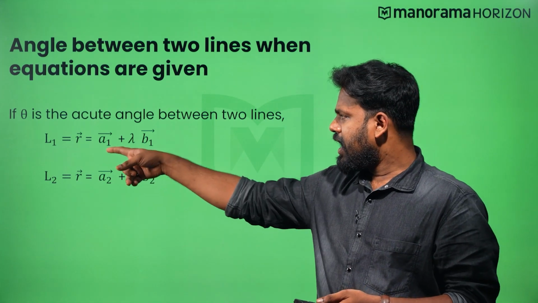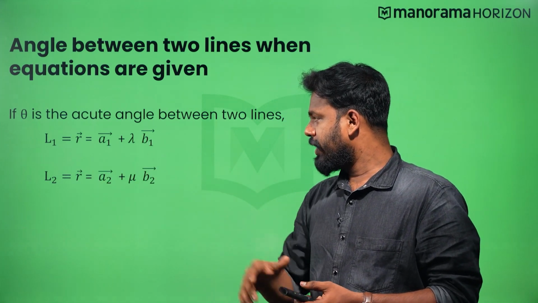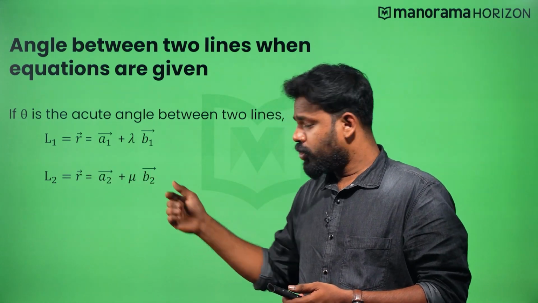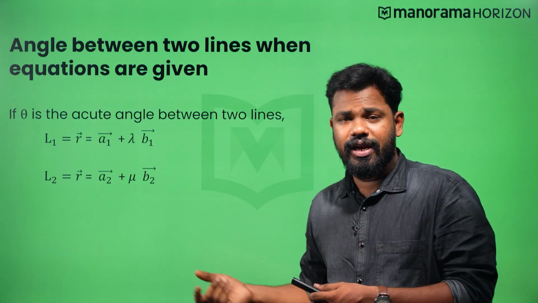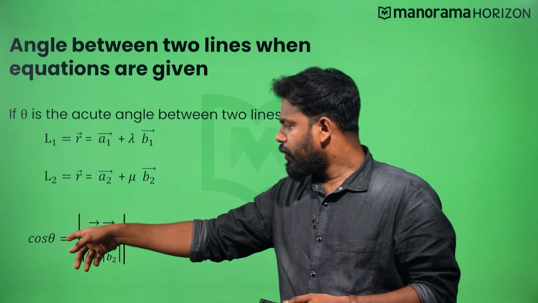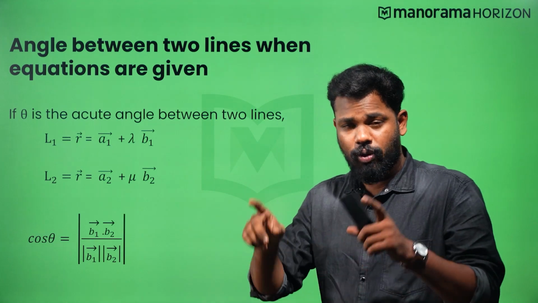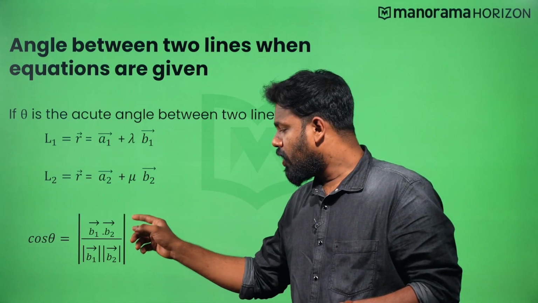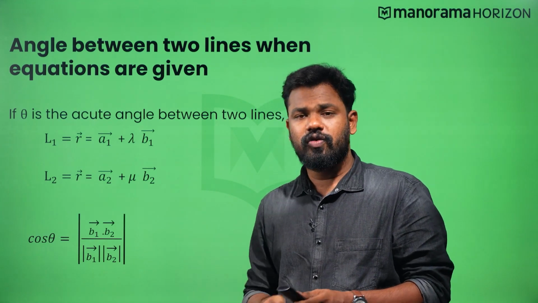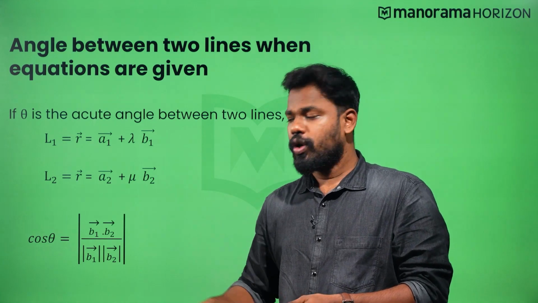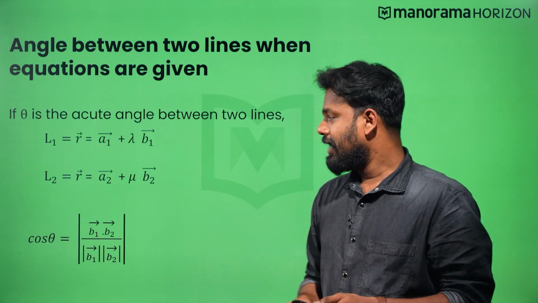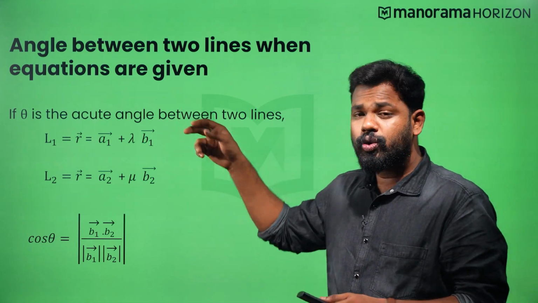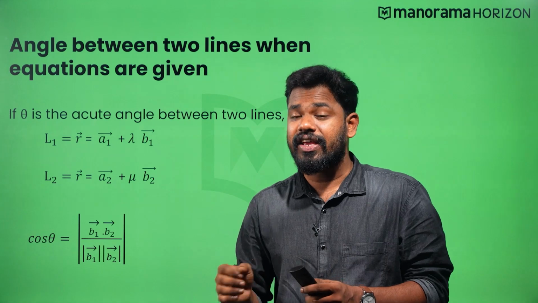We can see that the first line is parallel to which vector? b1. The second line is parallel to the vector b2. So, we know the direction ratios of b1 and b2, right? If you know that, you can use the formula directly, that is cos theta is equal to modulus of b1 dot b2 the whole divided by modulus of b1 into modulus of b2. Using that formula, we can find cos theta and easily get the angle theta. So that is when the line equations are given.